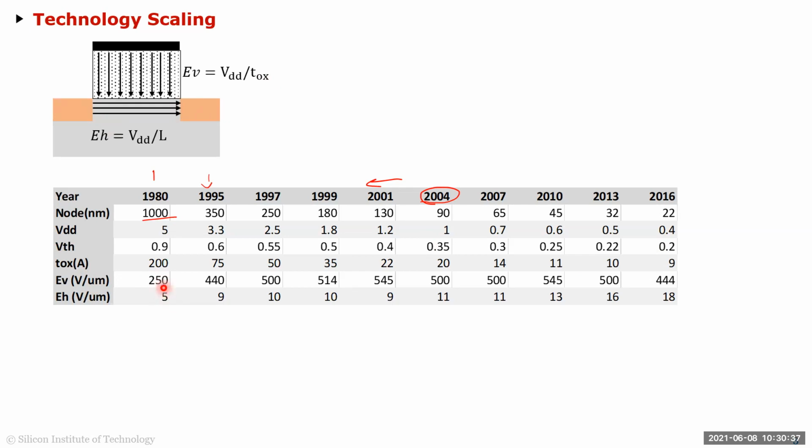And as you go along, you can see the vertical one has almost doubled, and it stays almost constant around 500 volt per micrometer. But if you look at the horizontal one, it has gone from 5 to 10, and by the time it reached 2016, it's almost 4 times of what you had in 1 micron technology. But this is what was predicted from 2004. But in reality, this has not been true.